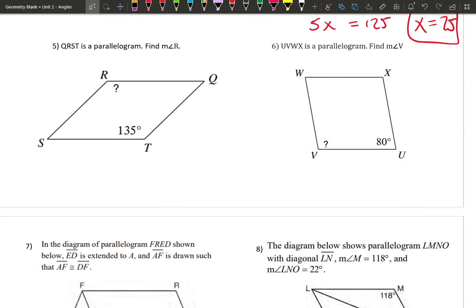Okay, QRST is a parallelogram. Find angle R. If this is a parallelogram, and it says that it is, opposite angles have the same measurement. So that means this is also 135. They also told you this one's a parallelogram. So in a parallelogram, we know consecutive angles, which are angles one right after the other, must add up to 180. So if this one over here is 80, then this must just be 100 because they have to add up to 180. All right, same thing for these two. They must add up to 180, so this is also 100, and this is 80. But they didn't ask us to find those, they just asked us for that one. So that's the answer, 100.